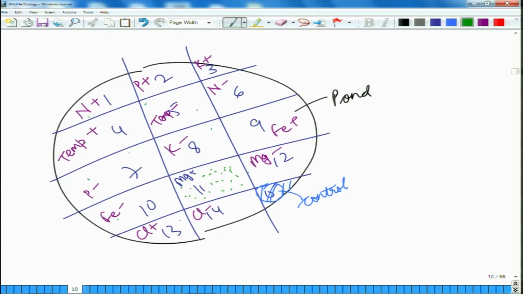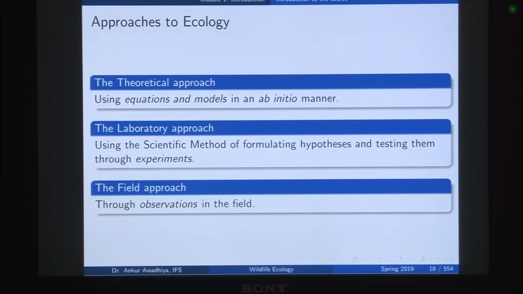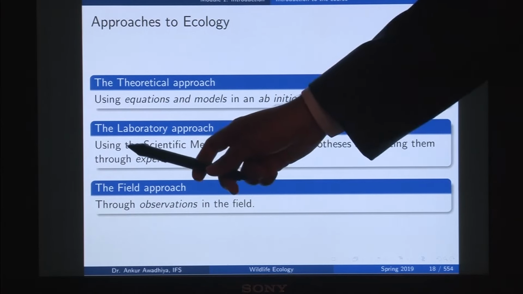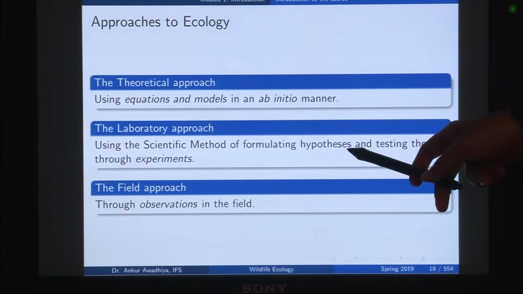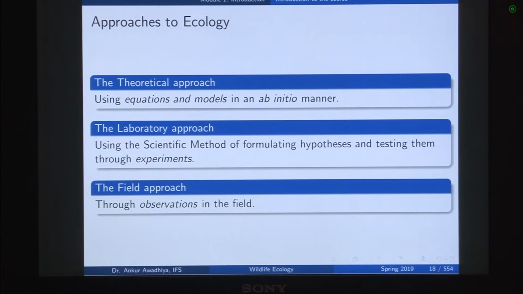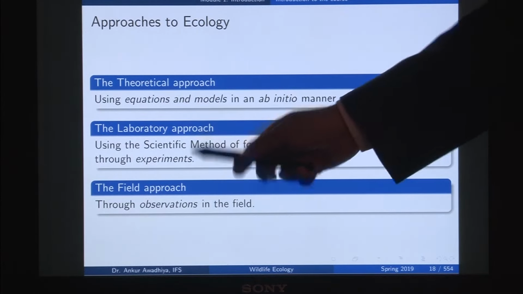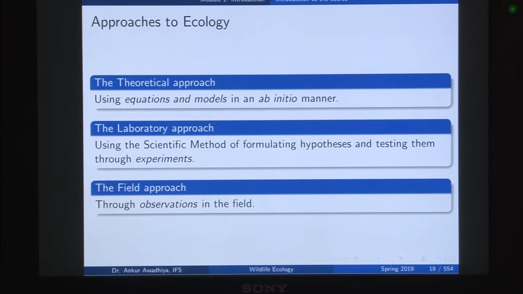So, this would be a laboratory approach. We are using the scientific method of formulating hypotheses. The first step is to formulate hypotheses: what are the things that could be playing a role in having a reduced population, and then we can test them out using experiments.